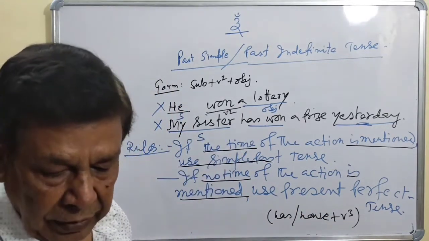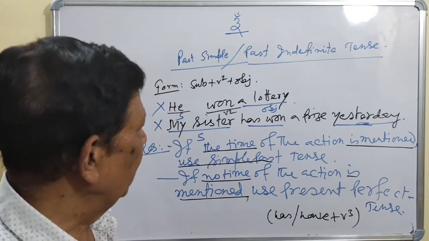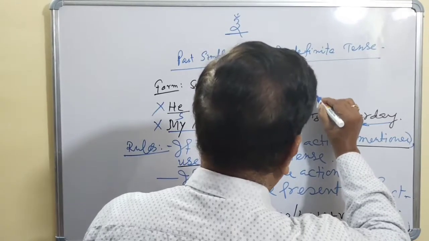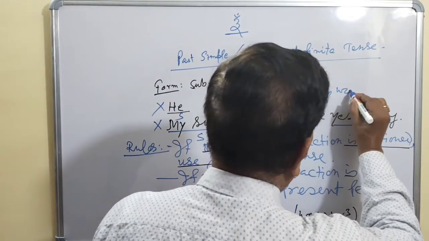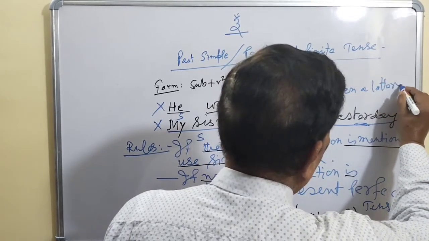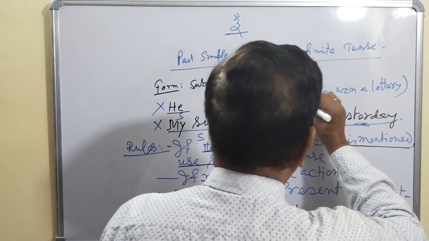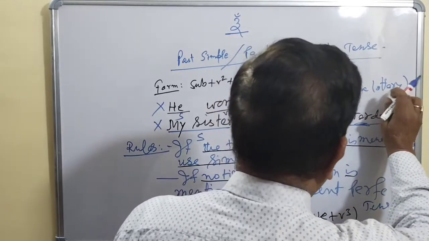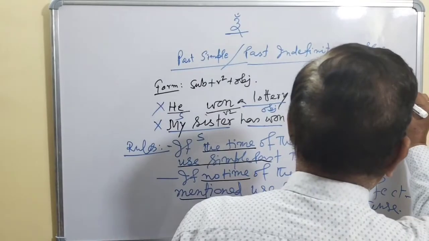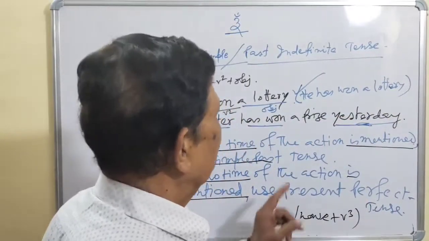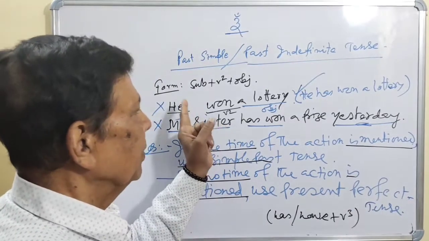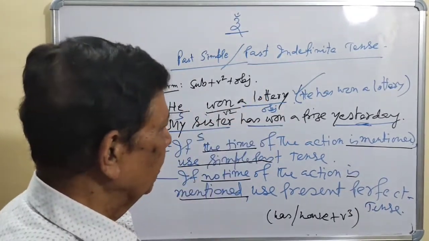So how to correct this sentence? We can correct this sentence as: he has won a lottery. It is correct because no time is mentioned when he won the lottery. So here remember, he has won a lottery. This should be the correction of this sentence, he won a lottery. This sentence is wrong because no time is mentioned here.